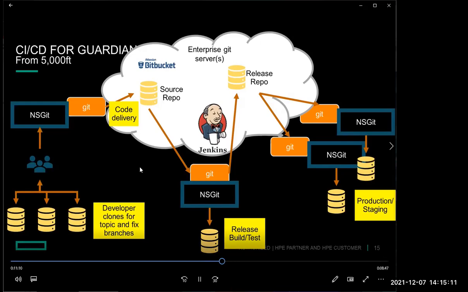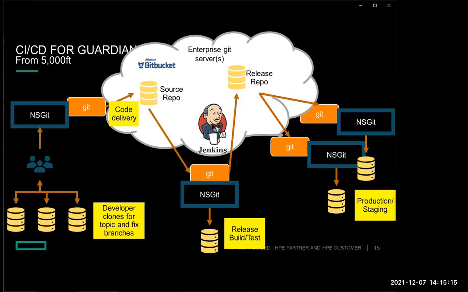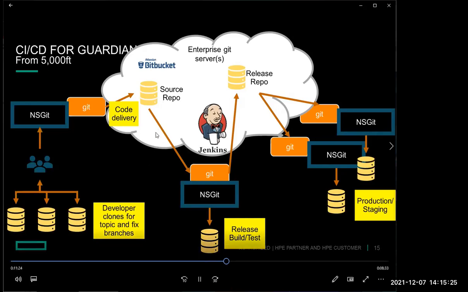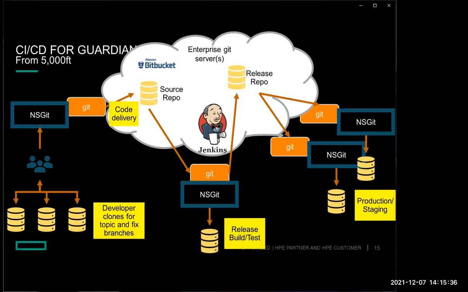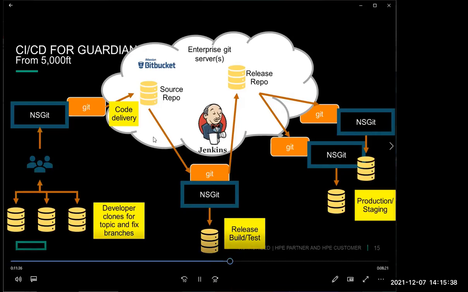When changes are done, the changes are pushed up through NSGit to your source repository in the enterprise server, and that's called code delivery. The code delivery is a crucial phase because that's when things start getting visible. That's when you start talking about a pull request. Now, the pull request is how you integrate changes from one developer to another into your common development base.